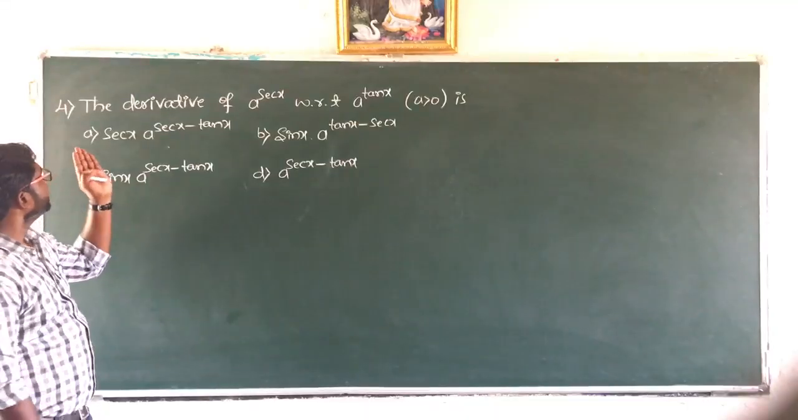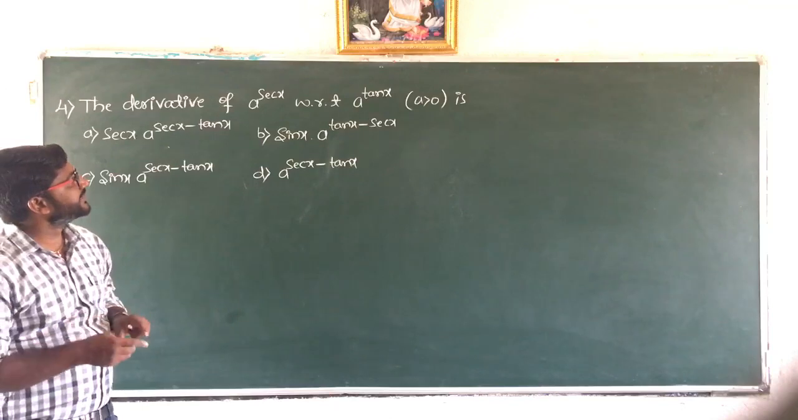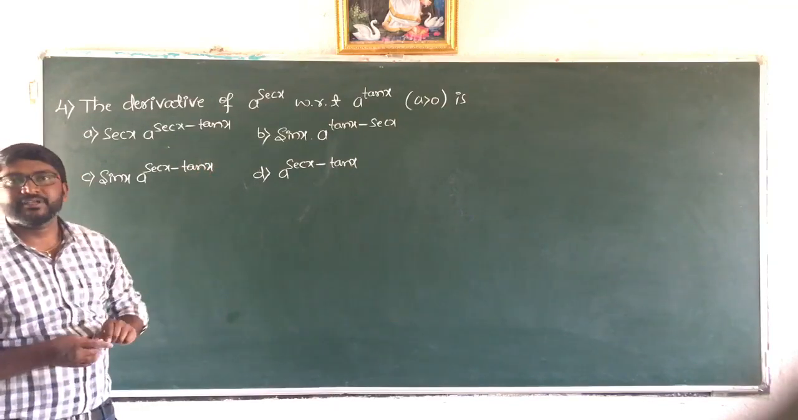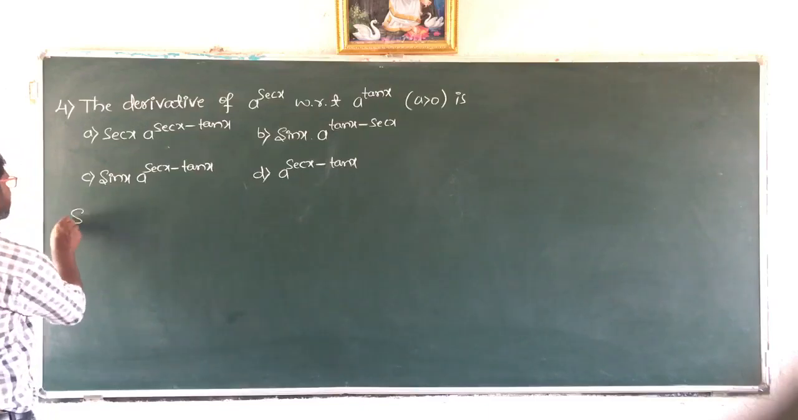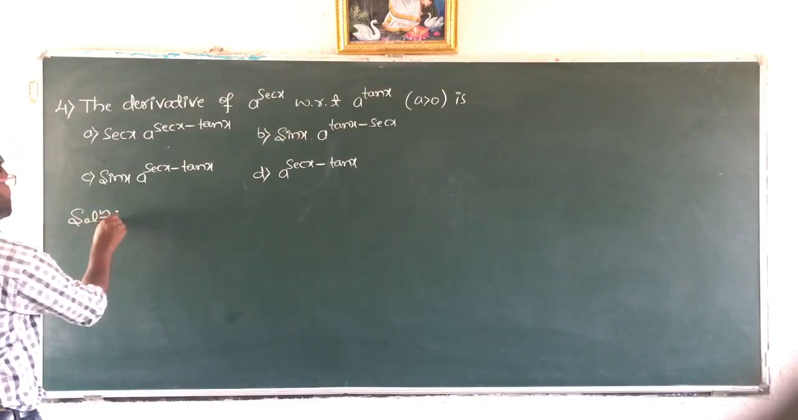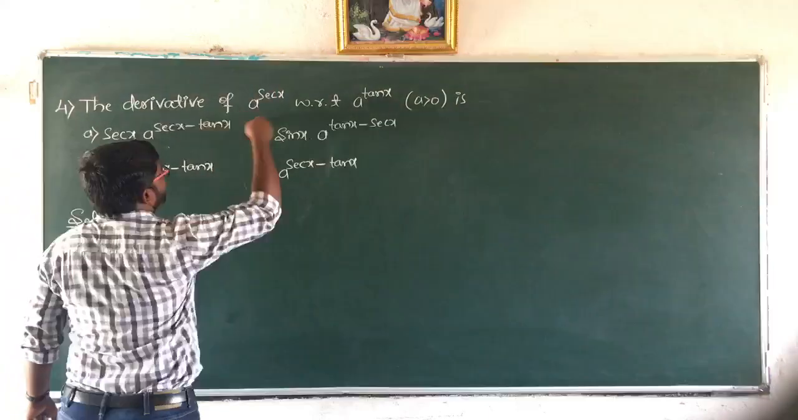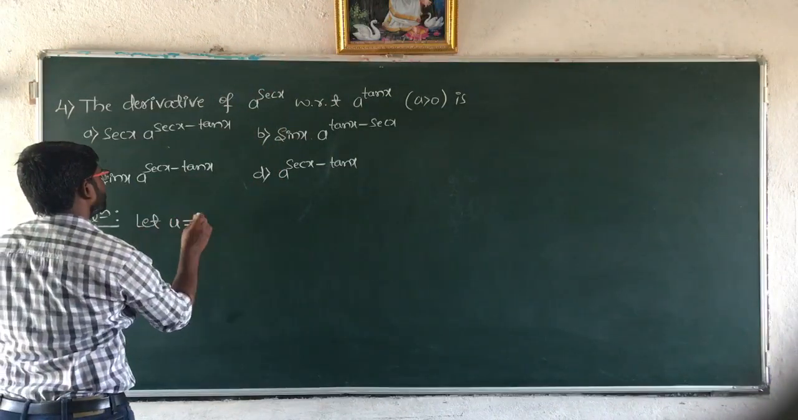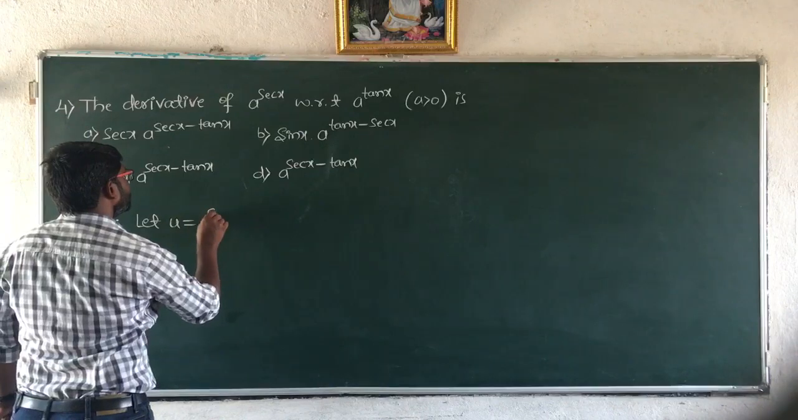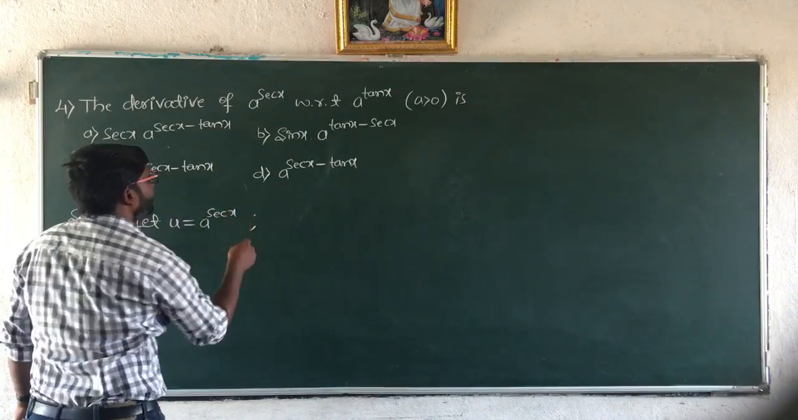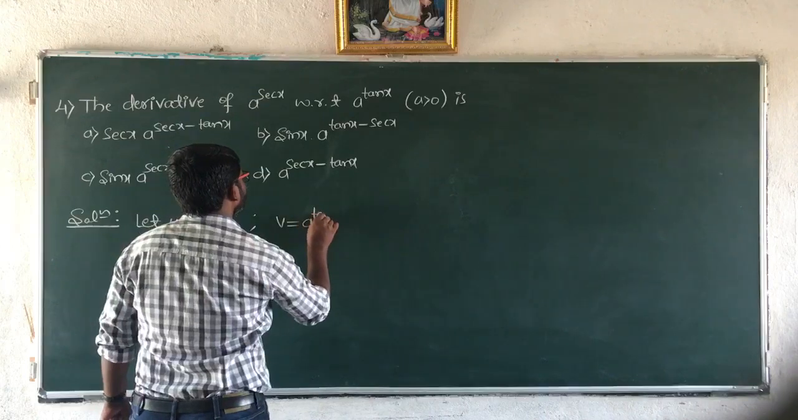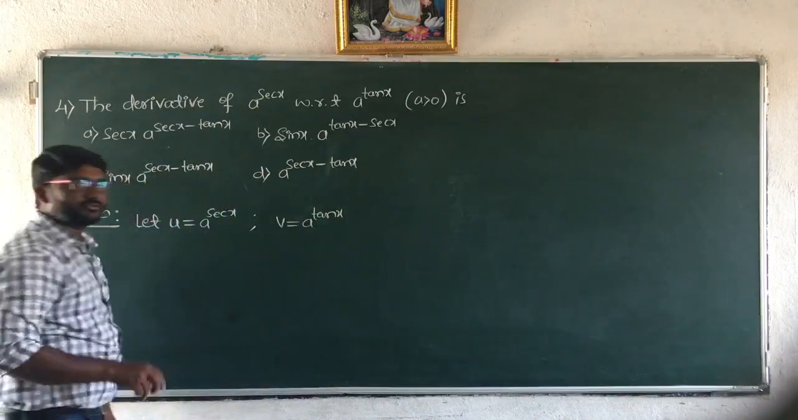The next question: the derivative of a raised to secant x with respect to a raised to tan x, where a is greater than 0, is. So see here, we will solve this. I will consider a raised to secant x as u. Let u be equal to a to the power secant x and v be equal to a to the power tan x. So now see here.